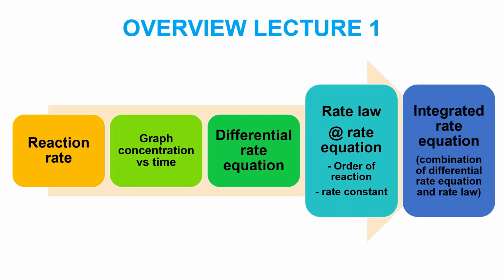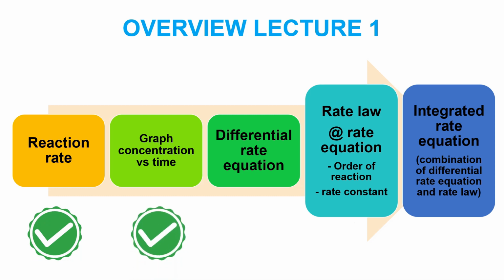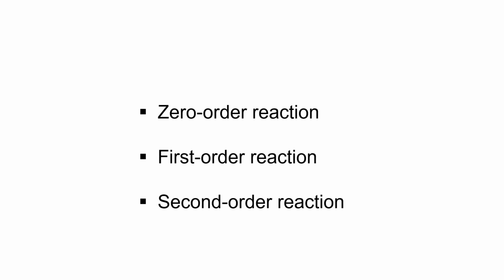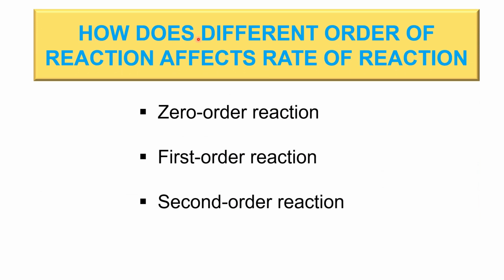In our previous video, we already discussed reaction rate, the graph of concentration versus time, the differential rate equation, and rate law. In this video, we will learn in detail about order of reaction and half-life. Since we have learned three different orders of reaction, which are zero order, first order, and second order reaction, now we will discuss how the different orders of reaction affect the rate of reaction.